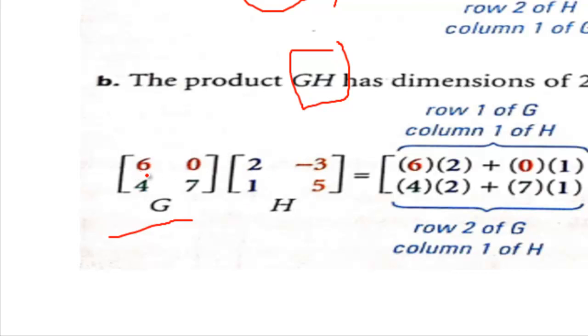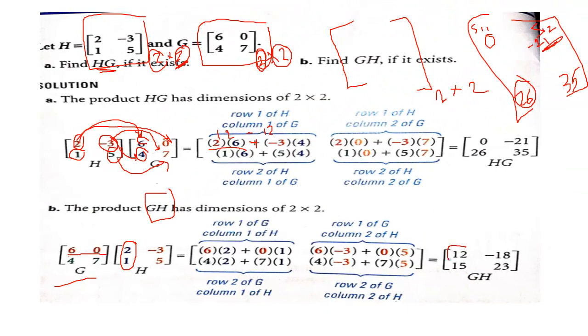So the first row multiplies the first column. The row multiplies the column, row multiplies column. So the first row multiplies the first column. So 6 times 2, 12, and 0 times 1, 0. So 12 here. Okay. So again, the first row multiplies the second column. So 6 by negative 3, negative 18. 0 times 5 equals 0. So negative 18. So we finished the first row.